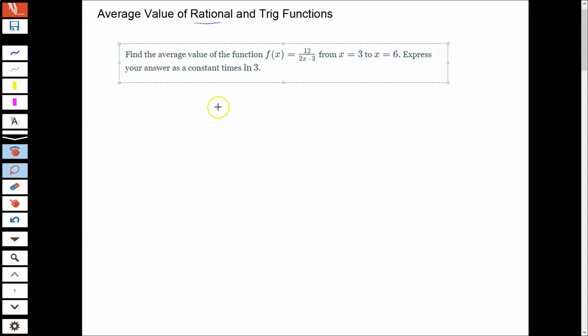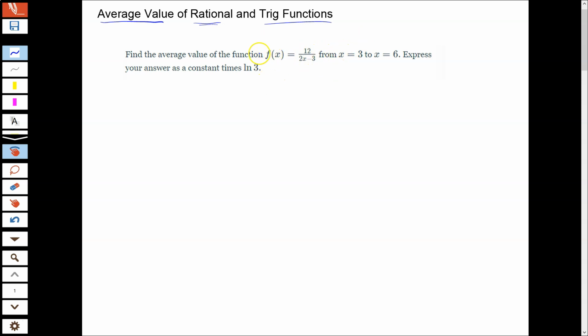Okay, folks, this lesson is just a continuation of the last lesson. So we're going to continue to practice finding the average value of functions, and then also we're going to get a couple of reps with some less common function types and their integral and derivatives rules. So we're going to do some rational functions and some trig functions.